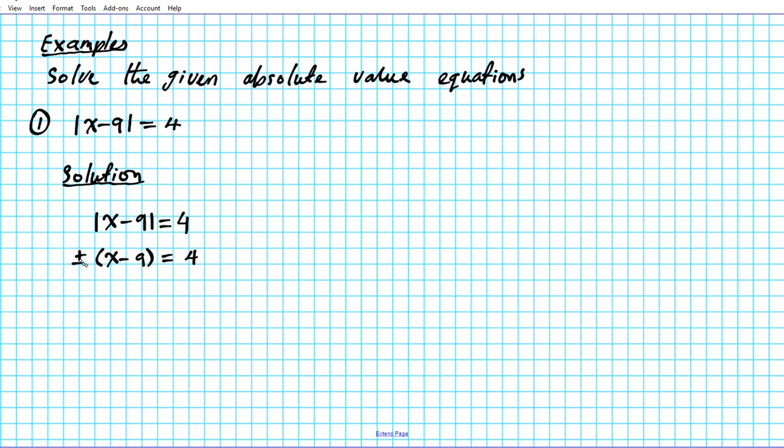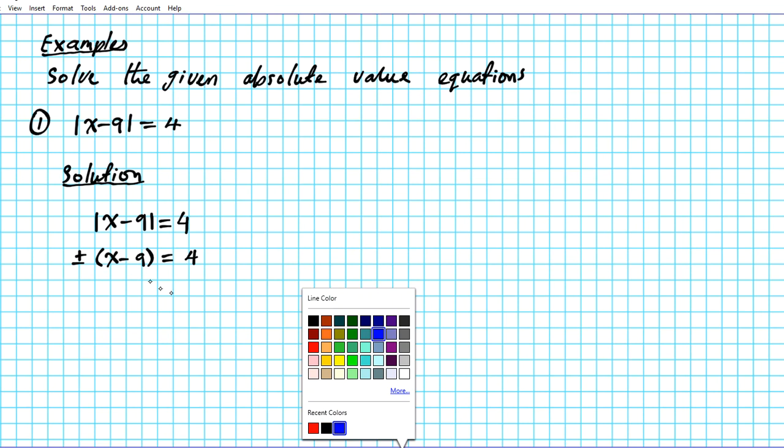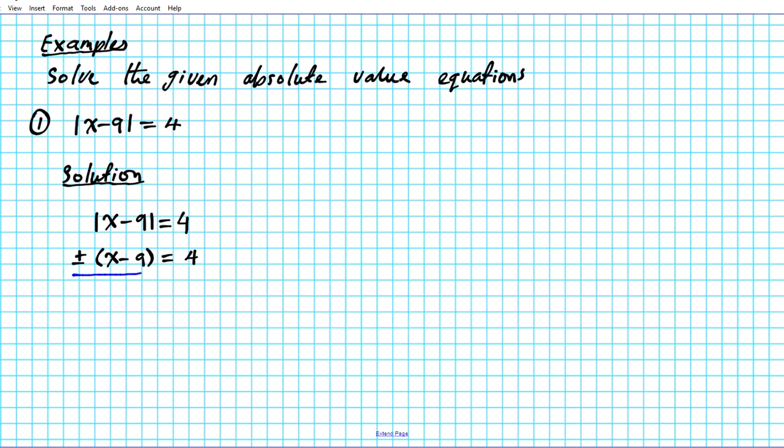Now we need this plus or minus on the right side. To accomplish that, we'll simply divide or multiply both sides by plus or minus 1.